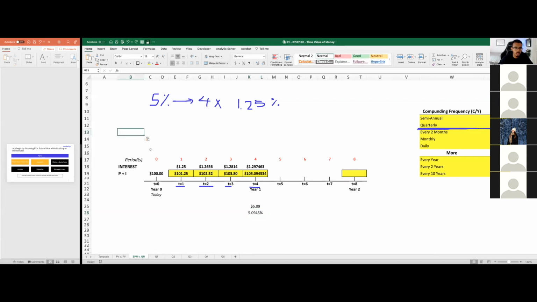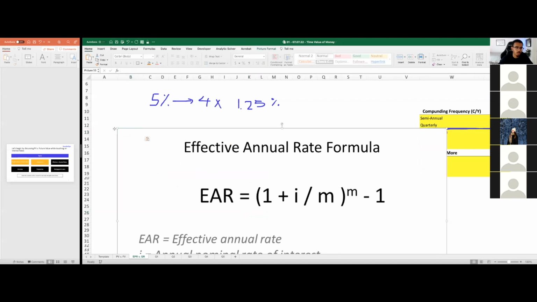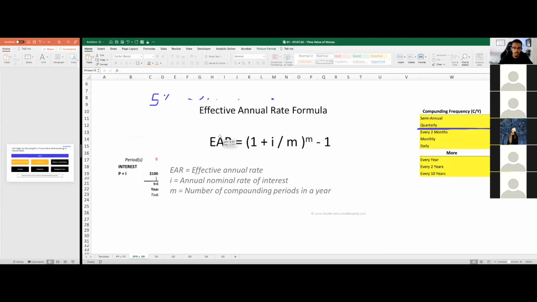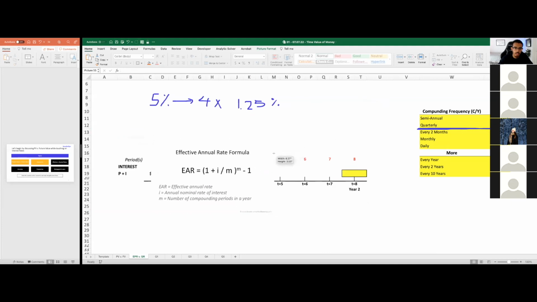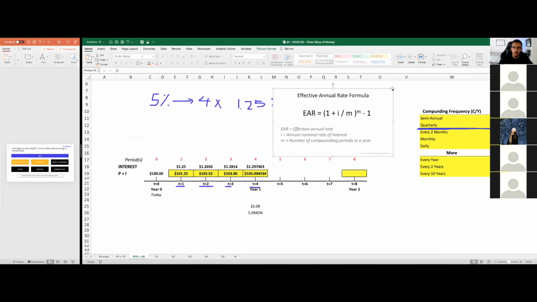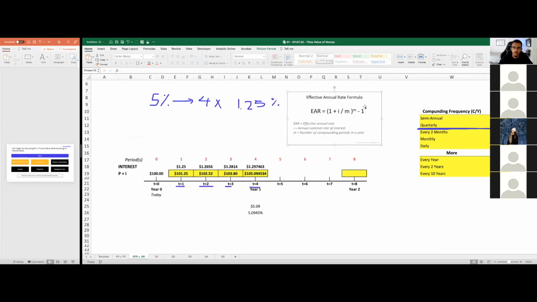So everybody has seen this formula, right? We've all seen it in the past, this idea of the effective annual rate. Or if not this version, you've probably seen something that looks a little bit more like this. I'll throw it at you.